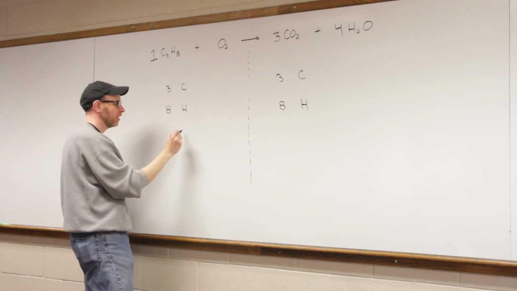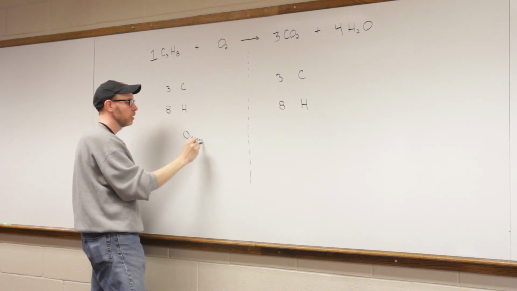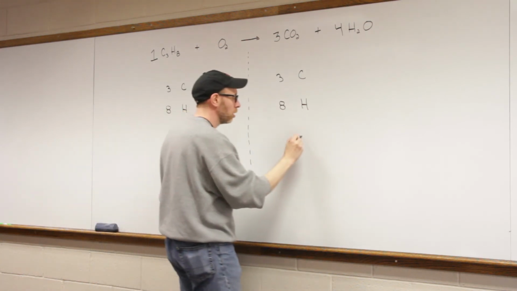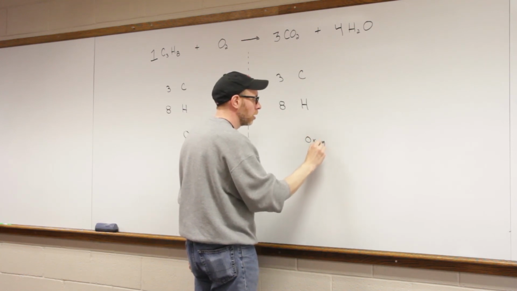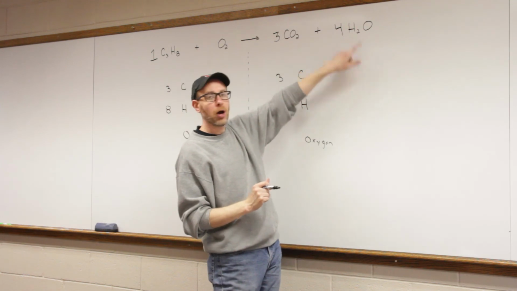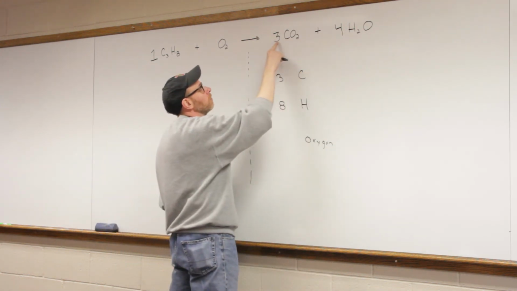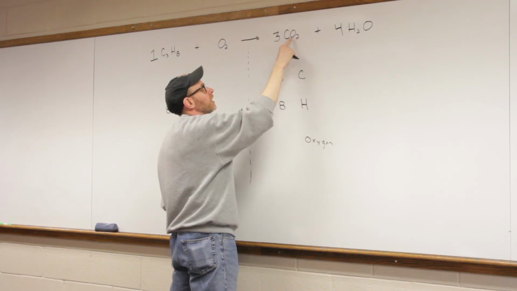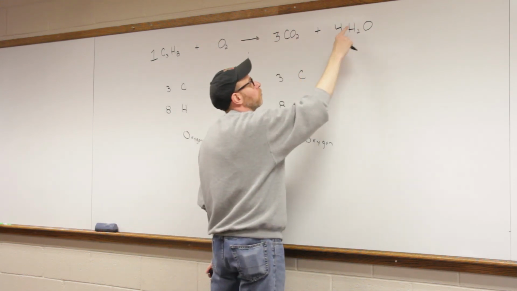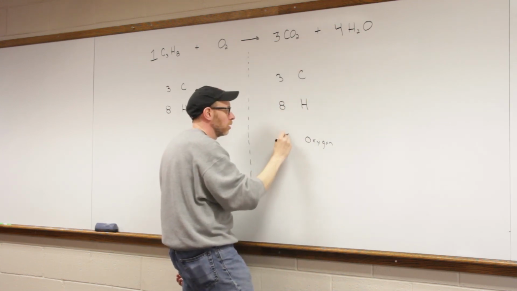The only thing left is the oxygen. I'm going to write OXYGEN just so that you don't think it's a 0. So now, I've balanced both of these molecules on the right. I'm just going to calculate how many oxygen atoms I now have. So 3 times 2 is 6, plus 4 times 1 is 4. 6 plus 4 is 10 oxygen atoms.